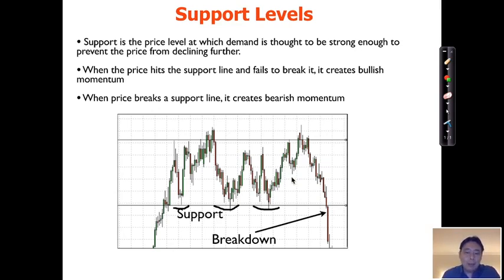So you can see over here, price eventually breaks that support level, which means suddenly there were more sellers than the buyers could handle, right? The sellers overwhelmed the buyers, the buyers threw in the towel, and the price collapsed, right? So whenever a price breaks a support level, it creates bearish momentum. And again, there are traders that tend to sell or short the moment they see the break of a support level, right? That's not really my style, but that is a strategy that some other traders use that you may want to be aware of.